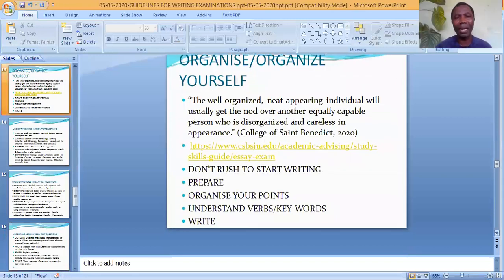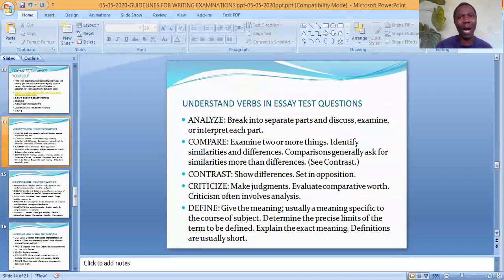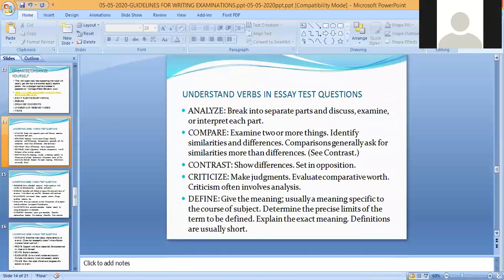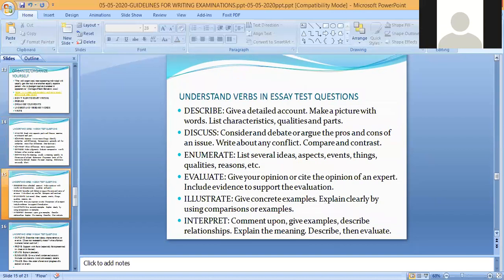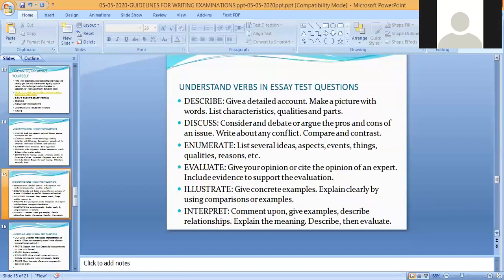So you organize yourself, and then after the organization, we have some specific verbs you should understand: analyze, compare, contrast, criticize, define. These are essay type question verbs. You have to understand these verbs in essay type test questions. If you don't know the meaning of analyze, compare and contrast, criticize, define, you may not do well. So try and go through and understand these verbs. They are very, very important. Once you understand them, definitely you do well in your exam. Also discuss, describe, enumerate, evaluate, illustrate, interpret, and what have you. You need to know all that.